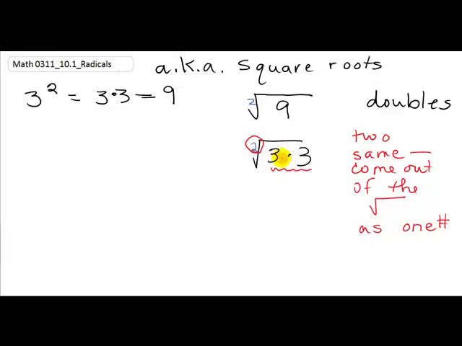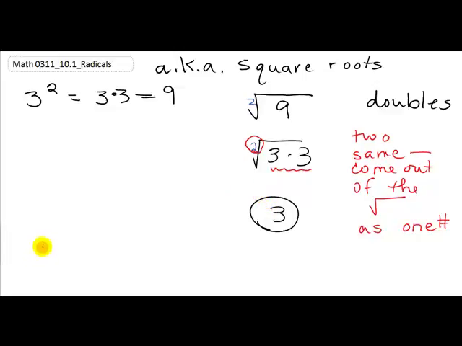So to simplify this, the square root of 9 is going to equal 3, which makes sense when we think about over here. How did we get to the 9 to begin with? We multiplied 2 3s. And so when we back out of it, when we have the square root of 9, then our answer will be 3.